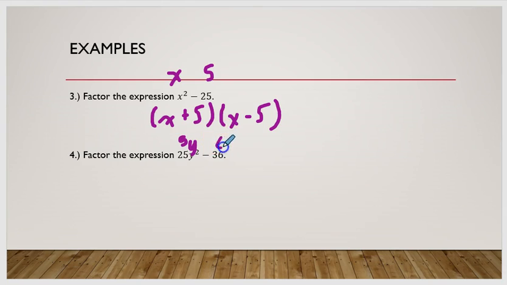Square root of 36 is just 6. I know I can use this technique because I was able to take the square root of both terms, the two terms I have, and it's a minus sign in between. So our answer for this one is just going to be 5y plus 6 and 5y minus 6.